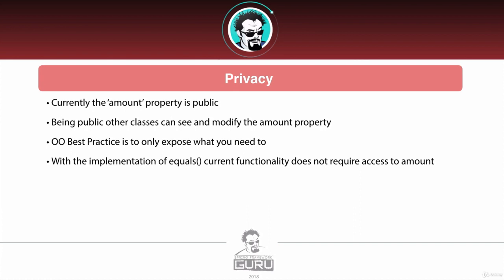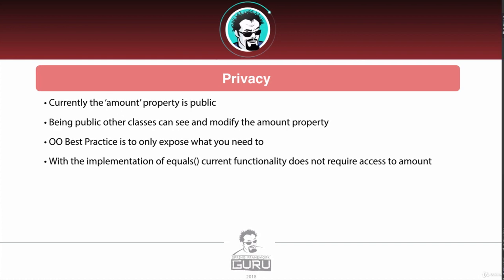And in the last video, we implemented the equals functionality. That mitigates the need for us to have the amount property exposed at all. So we can make that property private and refactor our test to use the equals property. So I'm going to jump over to IntelliJ and do that right now.